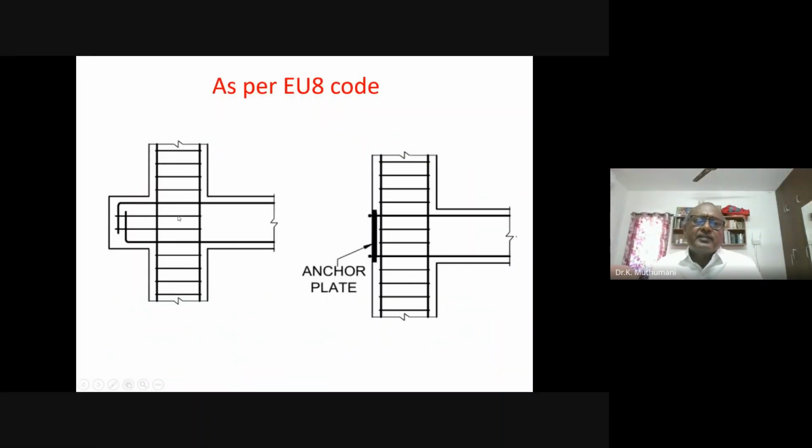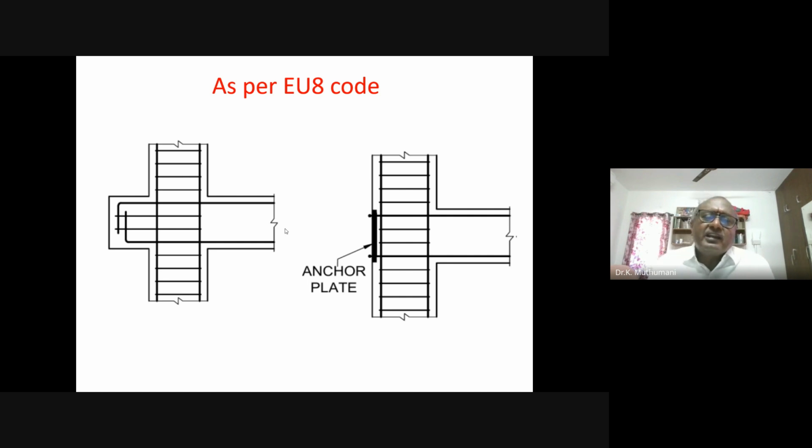And this is the other country's code, how to avoid this anchorage: either they say go out like this in the exterior column, or introduce an anchor plate. This is what the EU 8 says. I am not giving this idea to you; the choice is yours. But my point is that the joint, with the kind of spacing of stirrups and the joint detailing, is more important.